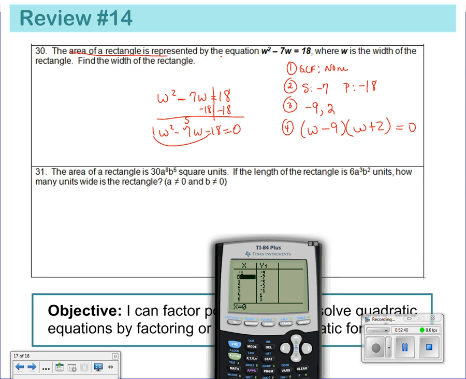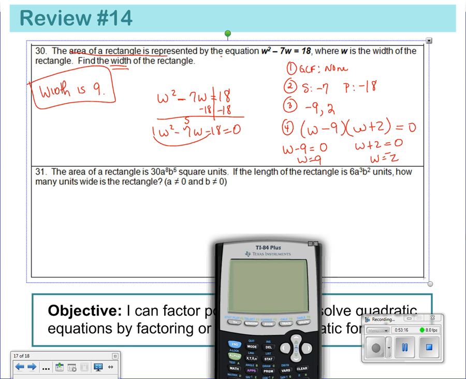So to solve it, we take each factor. w minus 9 must be equal to 0, or w plus 2 must be equal to 0. To get 0 in this first parenthesis, w comes out to be 9. To get 0 in the second parenthesis, w must be a negative 2. So this is asking us what is the width. When I answer the question, I am talking about an actual measurement. I cannot have a negative measurement, so the width has to be a positive 9.